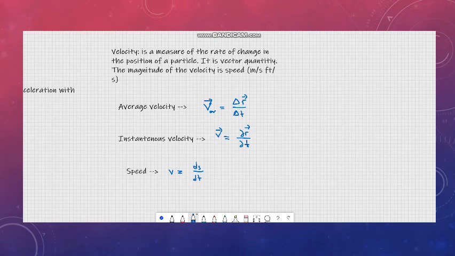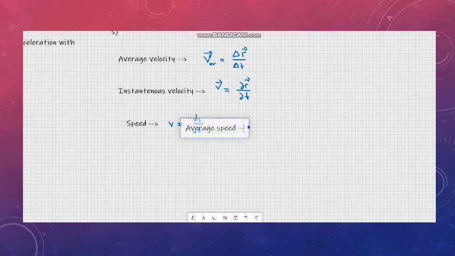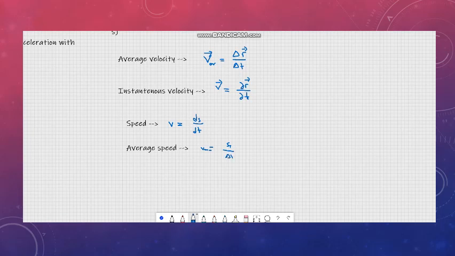And average speed, the last definition of velocity, is V average, equal to the total path S over delta t, which gives us the average speed.